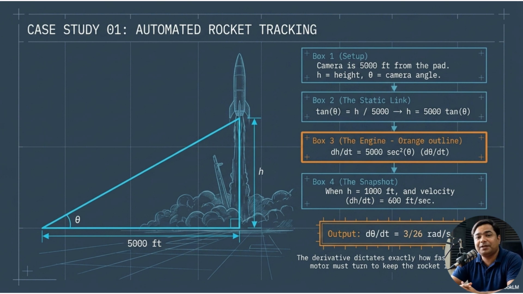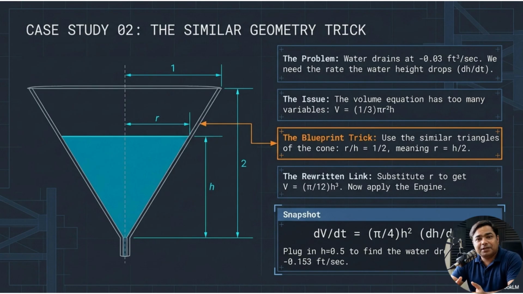This means the camera must rotate at exactly that angular speed to keep tracking the rocket. This example shows how calculus connects physical motion with machine control. Now let us study a second case, water draining from a cone.